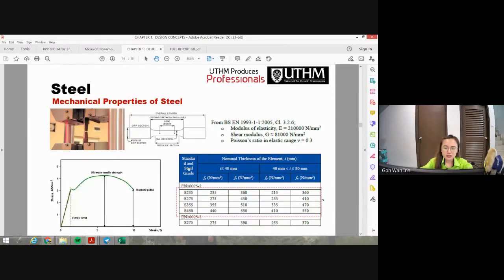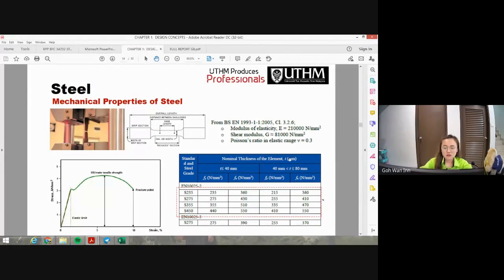Okay, so you can see this table, Fy, Fu. What is Fy and what is Fu? Y stands for yield, right? The yield strength. And Fu stands for the ultimate. Okay, for the T, the diameter is less than 40, and the T for between 40 to 80.